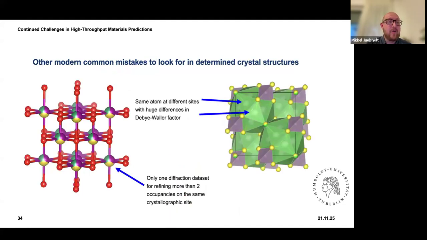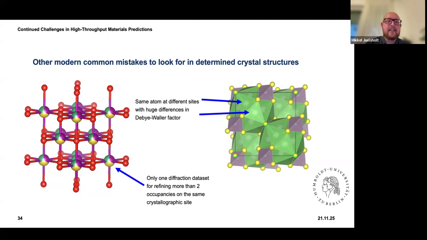Some modern things also happen a lot. I'm not going to point out any examples; you can try to look this up yourself. I don't want to be that mean to individual authors. But a really classic mistake is that if you only have one diffraction data set, so only X-ray or only neutrons, and you're trying to refine more than two occupancies on the same crystallographic site, the output will be meaningless because everything will correlate.